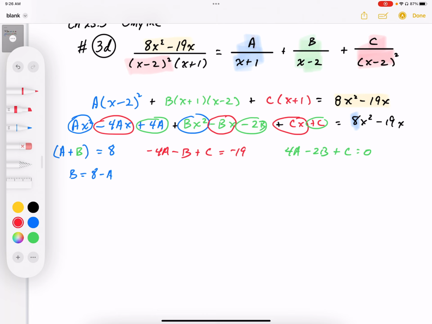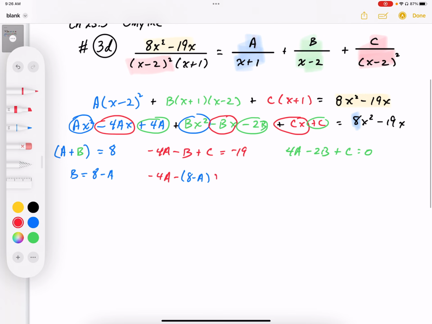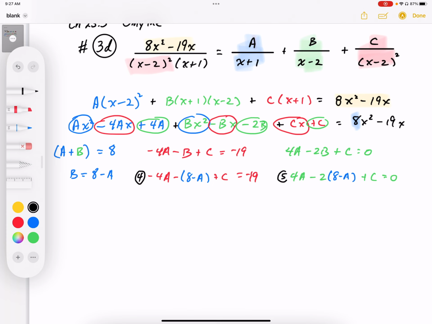So I end up with one equation as negative 4a minus the 8 minus a that I have for b plus c equals negative 19. I'm going to do the same thing for the green equation. I get 4a minus 2 times, instead of b, I'm going to use 8 minus a plus c equals 0. Okay, so I'm going to start numbering these. This is equation 4. This is equation 5. Okay, and I'm going to simplify those and combine them.